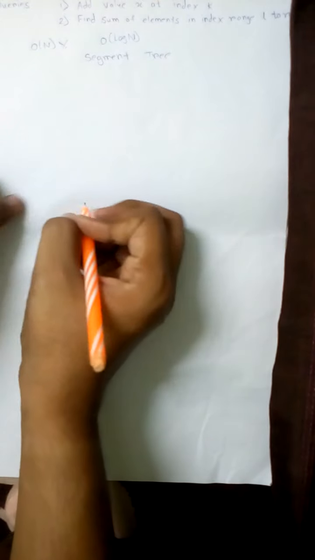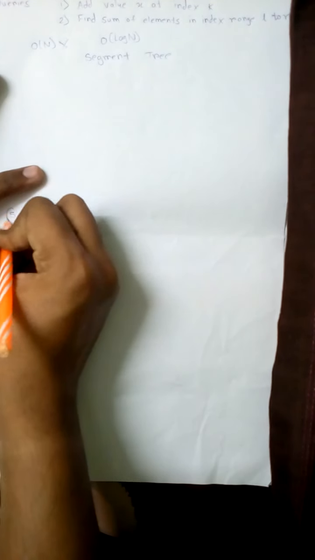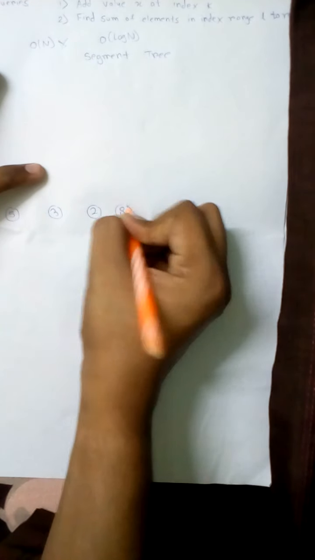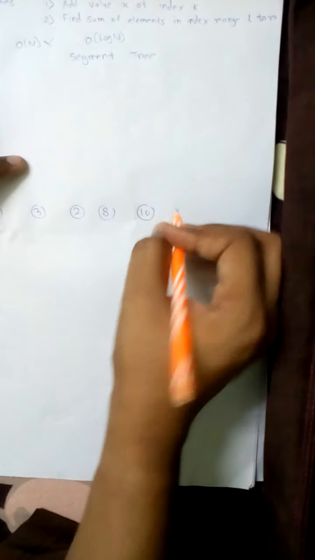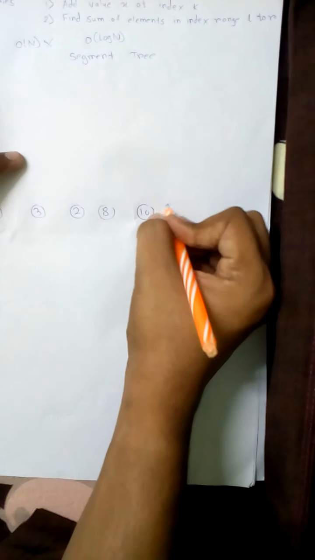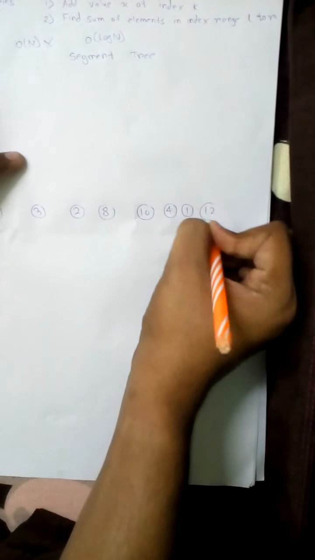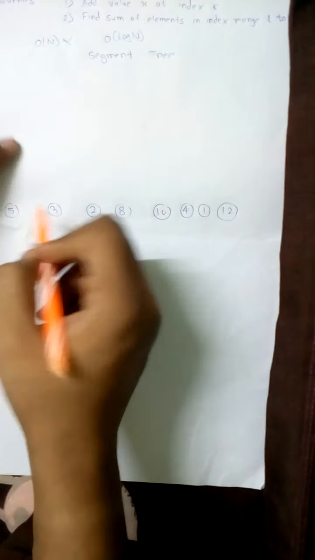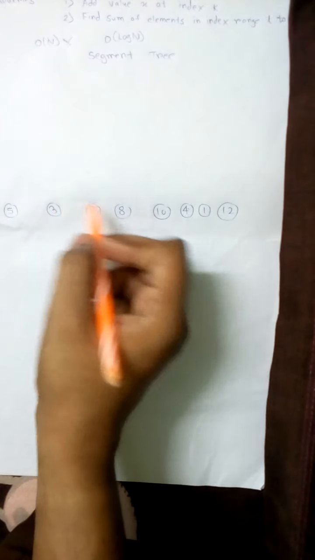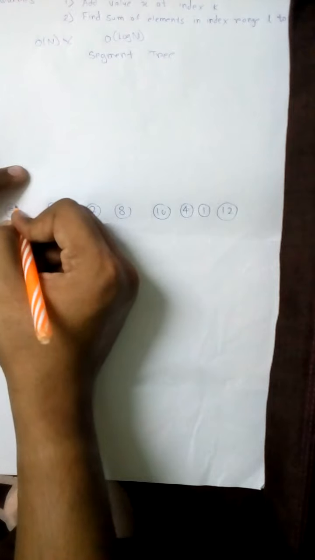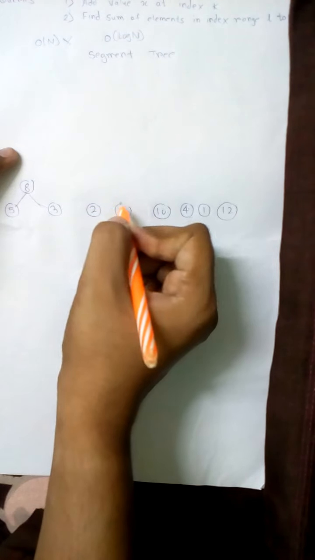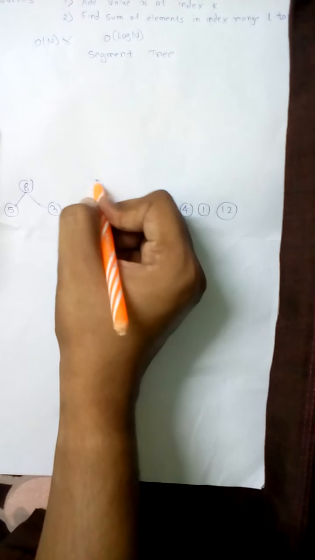So I'll start with creating some nodes. We have the array as 5 3 2 8 10 4 1 and 12. So these are our array elements. What we'll do is, we will recursively build a tree in which each node will store the sum of its children. For example, for 5 and 3, the node above it will store their sum, that is 8. For 2 and 8, the sum will be 10, stored here.